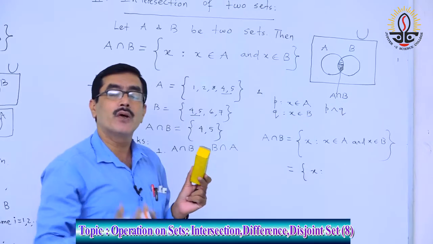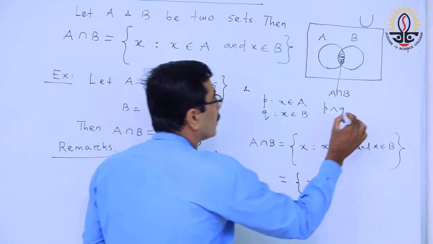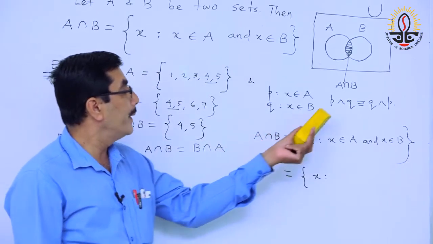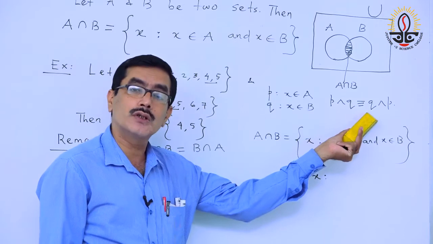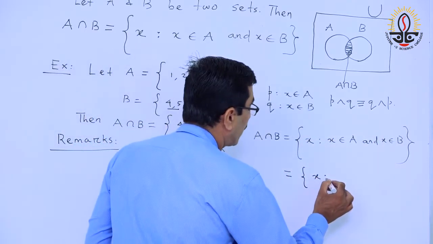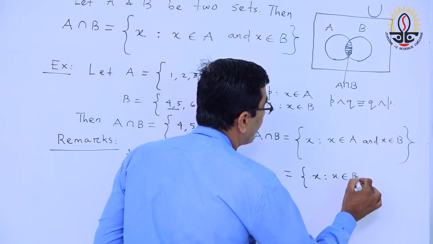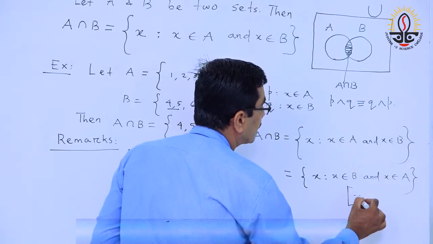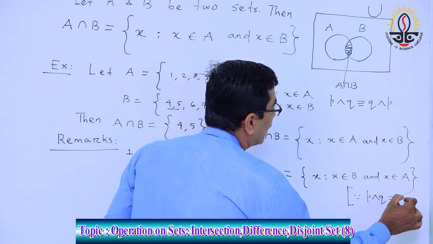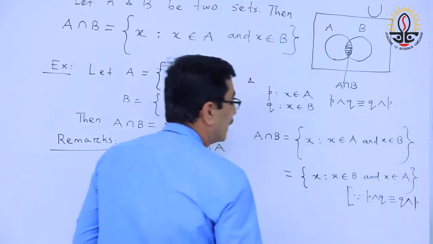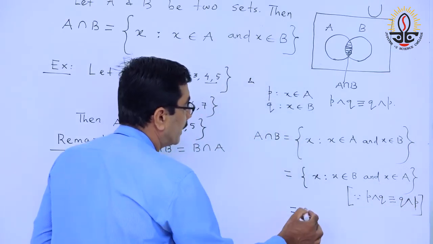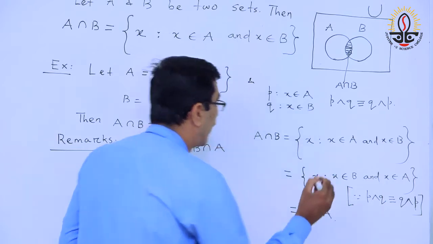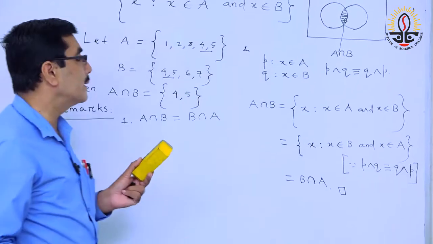And you know that the truth value of P conjunction Q is the same as the truth value of Q conjunction P. Therefore the set of all x such that x belongs to B and x belongs to A, we can write here the reason, since P conjunction Q is equal to Q conjunction P. Then this is equal to B intersection A. Hence proved. So you can easily show this thing.